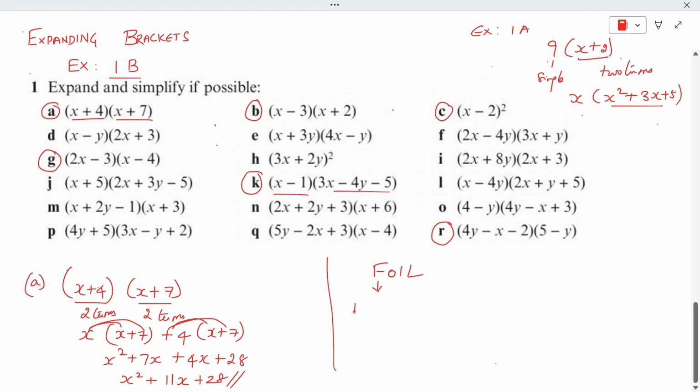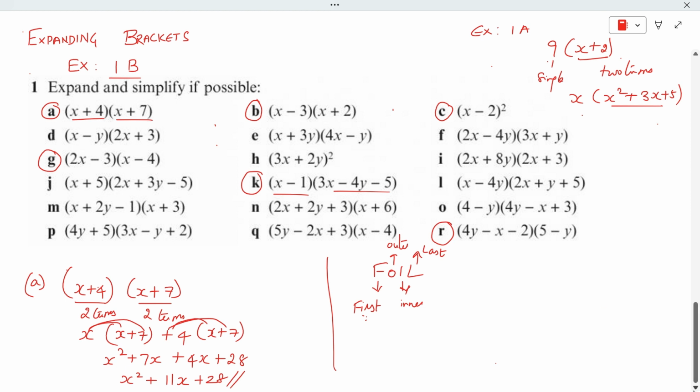So F is first term, so first term multiplied with first term. There are two expressions, right? First term of the first expression is multiplied with first term of the second expression. And O is outer. So outer terms are multiplied. I is inner and L is last. Okay, so using this FOIL method, how can we do this?